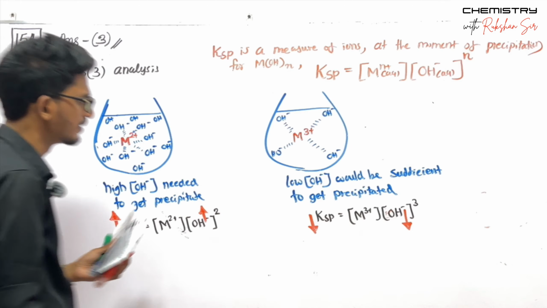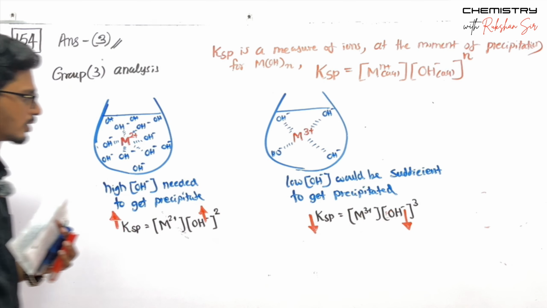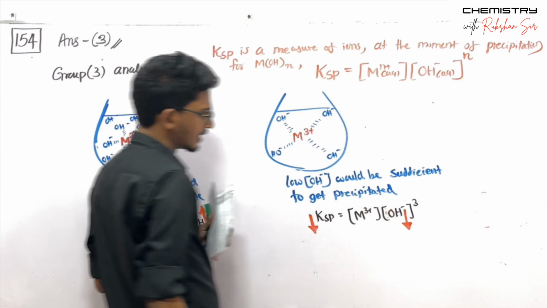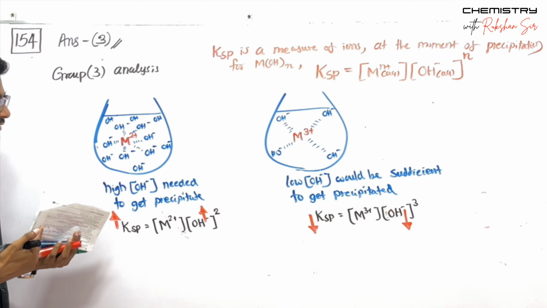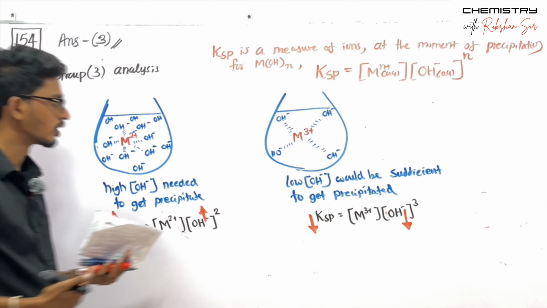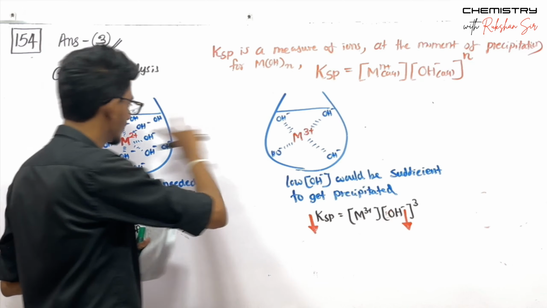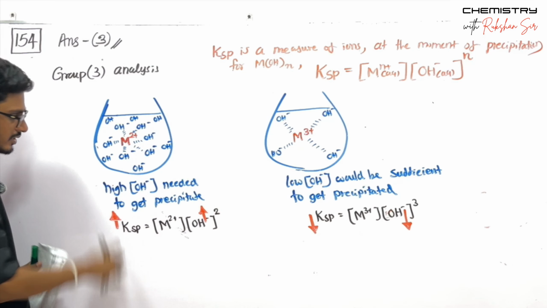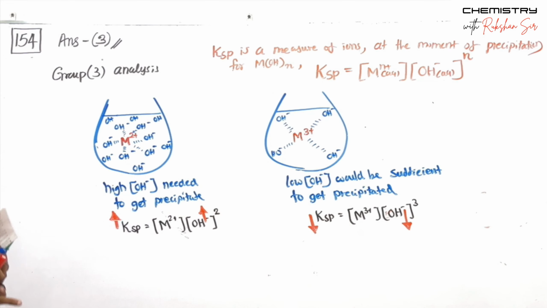Don't worry that much about these powers. If you are taking a physical meaning, it is all about the ions at the moment of precipitation. If you have more ions at the moment of precipitation, the Ksp is high. If you have fewer ions at the moment of precipitation, Ksp is low. That is what it means, right?